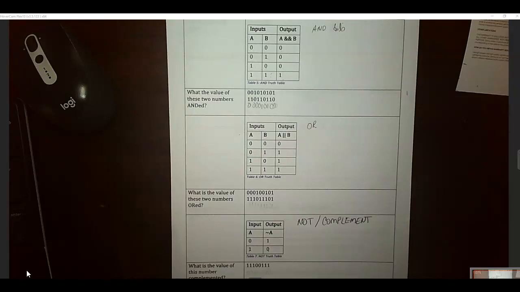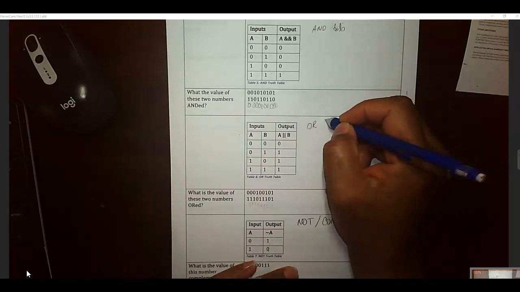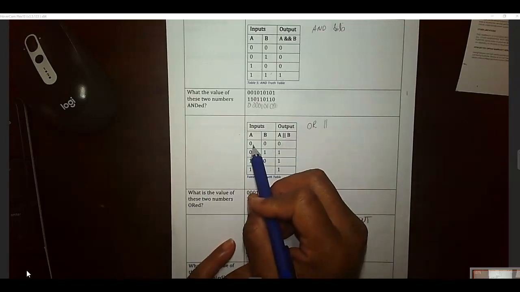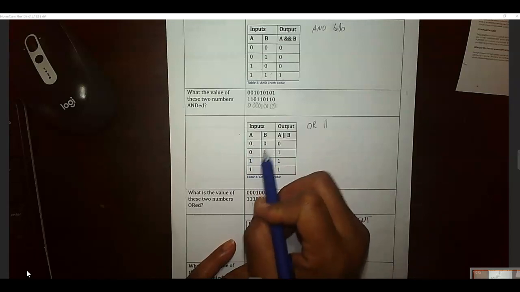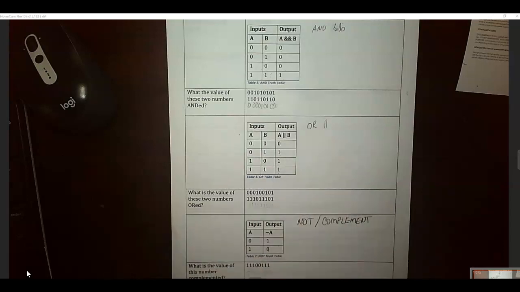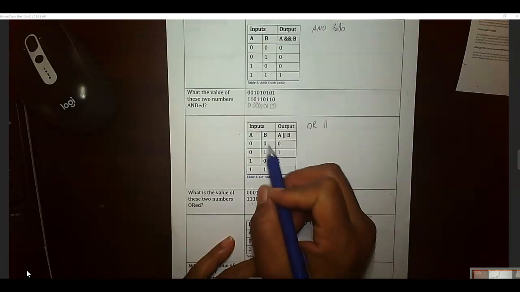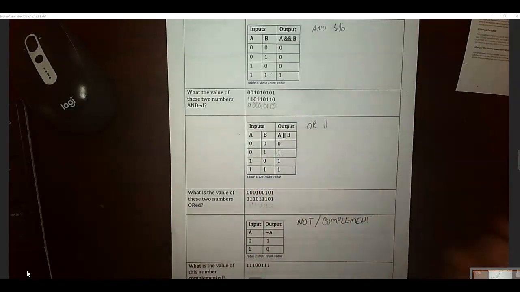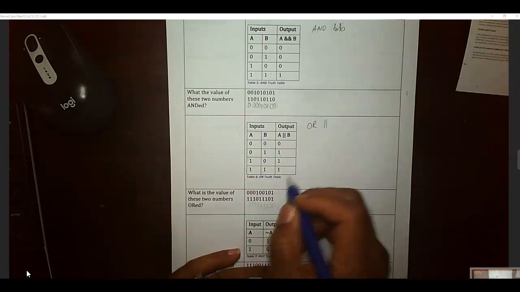Now let's look at OR. So OR is basically like a binary addition, and you use the double pipes as the symbol for an OR operator. So how does the OR function work? Well, if you have 2 inputs and any of them are 1, your output is a 1 if you OR the 2 together. The only way you get a 0 is if both operands are 0. So let's look at an example.